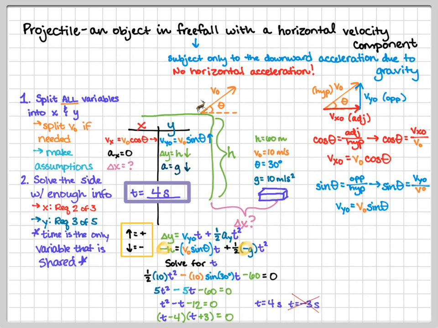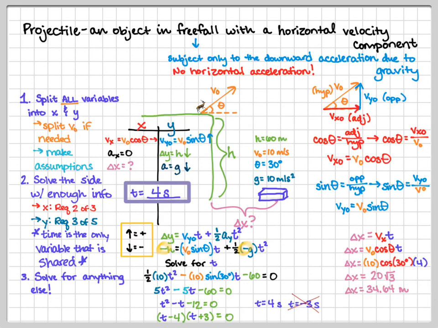Now that we have time, we can move on to the horizontal side of our equation, where we know that since the acceleration is 0, we can use this equation: delta x is equal to vx times t. It's important to note that this only works on the horizontal side. It only works if the acceleration is 0. This is the constant velocity formula. When we plug in those numbers, we get a horizontal displacement of 34.64 meters to the right of the base of the cliff.